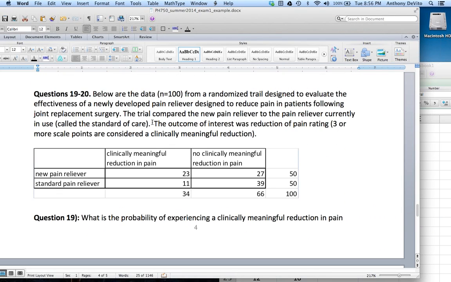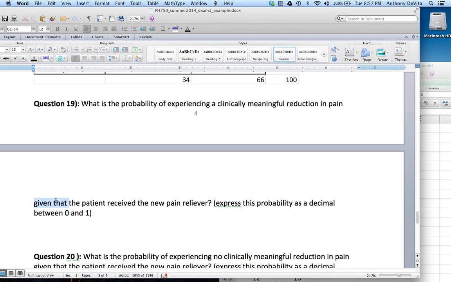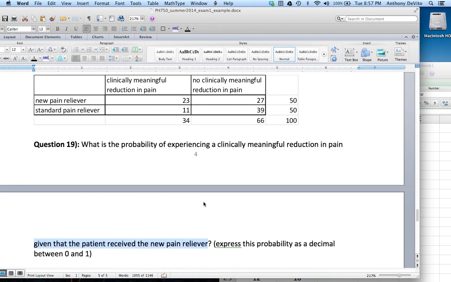Okay, let's move on. Below are data from a randomized trial designed to evaluate the effectiveness of a new pain reliever. Blah, blah, blah. The trial currently used standard care. So we got a new pain reliever and a standard pain reliever. We have a study. 50 people took the new one. 50 people took the standard one. 34 people experienced a reduction in pain, and 66 didn't experience a reduction in pain. What's the probability of experiencing a reduction in pain given that, conditional probability, the patient received the new pain reliever?